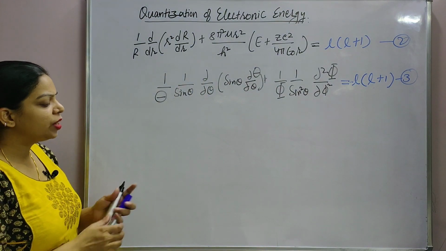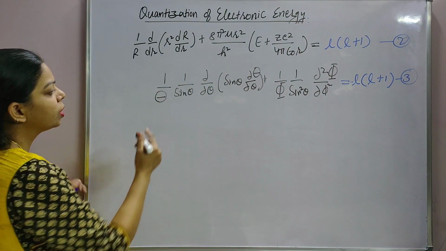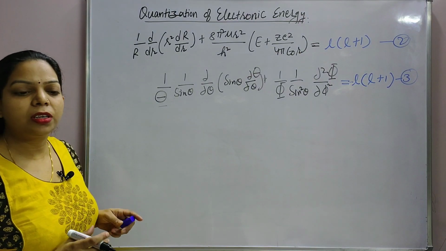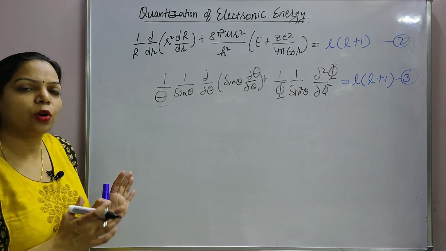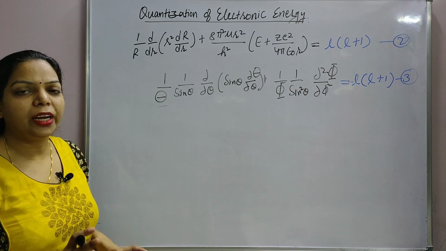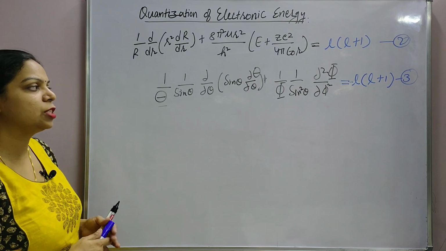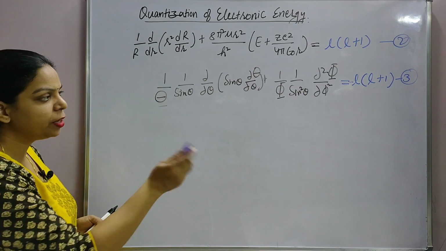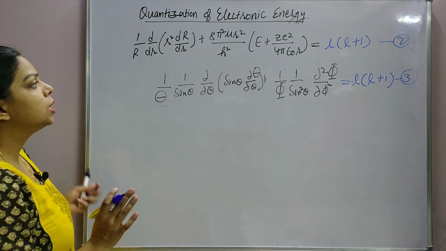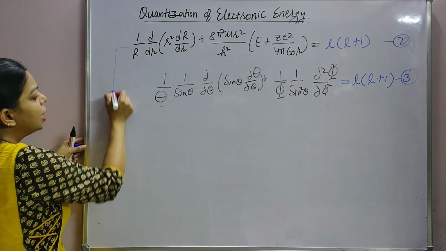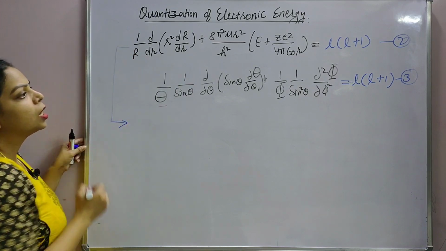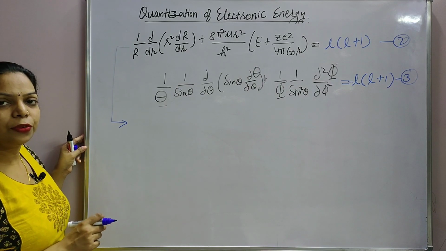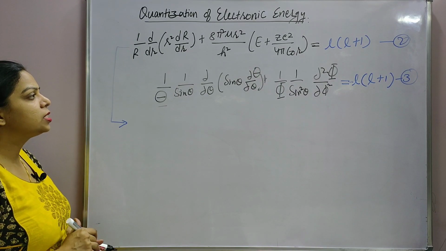Now equation number 3, we will solve later for theta and phi, because a similar equation we have already solved for the rigid rotator, in which we already know the expressions for capital Theta and capital Phi. So that will be almost similar solutions. Now the important part is the solution for our equation here, which is new for us in the case of the hydrogen atom. So let's see what that is.